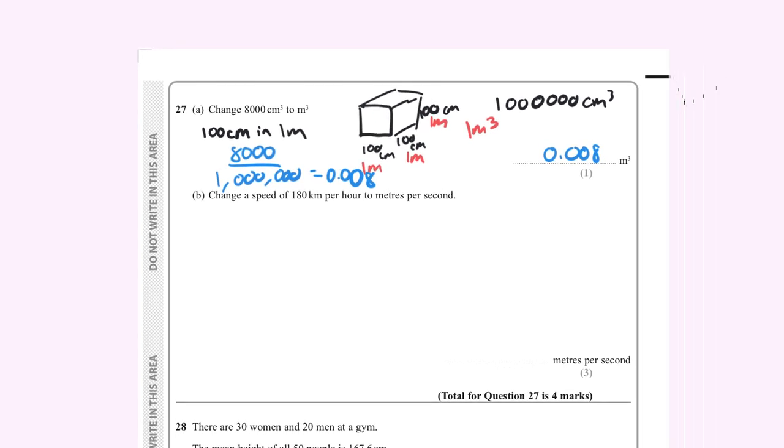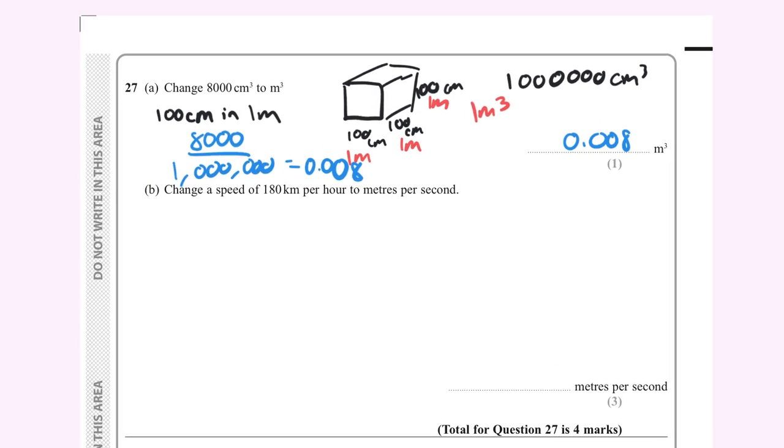Okay, we've got a similar sort of idea here. They've been put in the same question for a reason, because they're converting units, but they're not super nice. So we're going from 180 kilometres per hour, and I'm going to write it like this, you'll see why in a second, to metres per second. So we've got two changes here. We need to go from kilometres to metres, and then from hours to seconds.